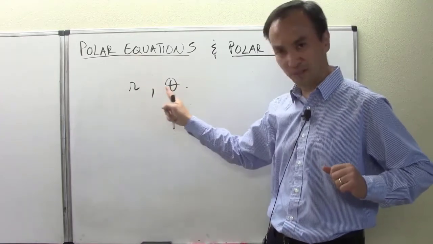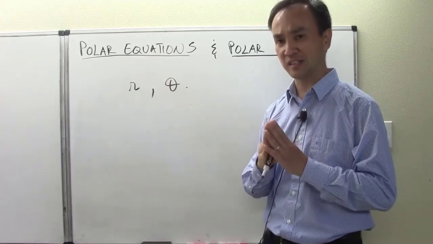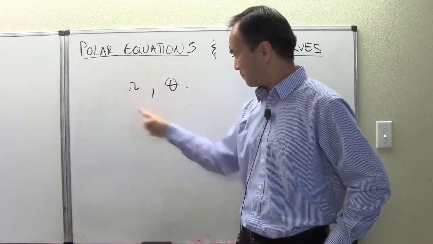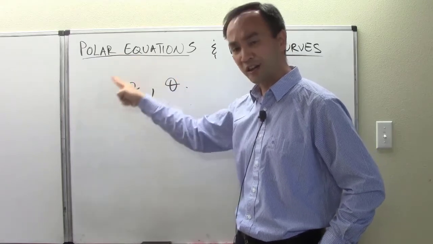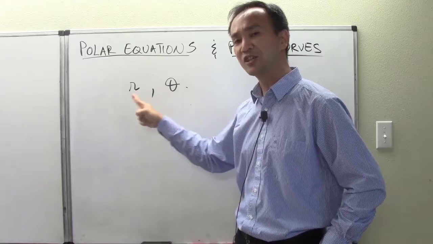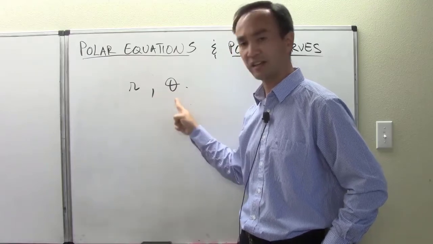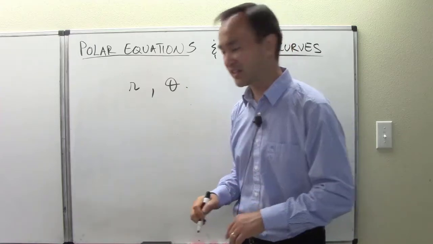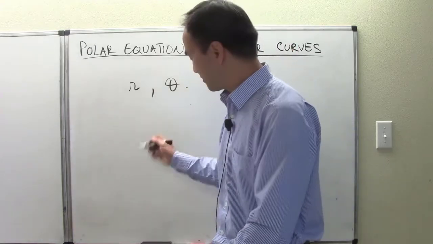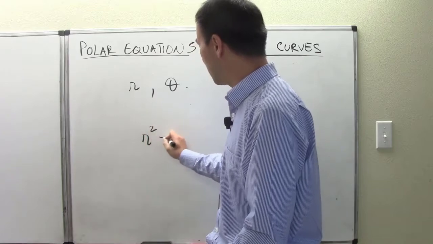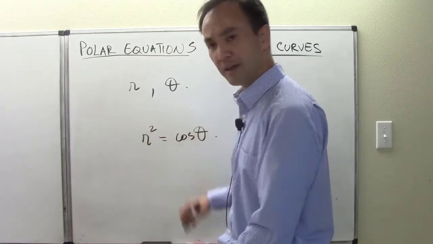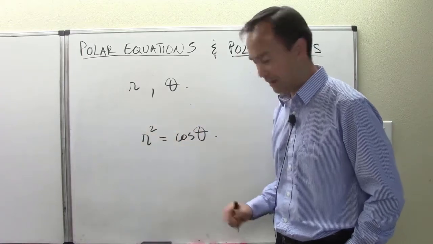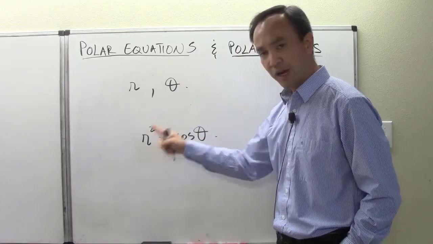So now we have two variables. A polar equation is an equation that points out a relationship on these two variables, specifically the radius and the angle theta right there. Let me point out a few cases. As far as polar equations, we can have r squared equals cosine of theta. That's one equation. It points out a relationship between the two variables, the angle variable and the radius variable.